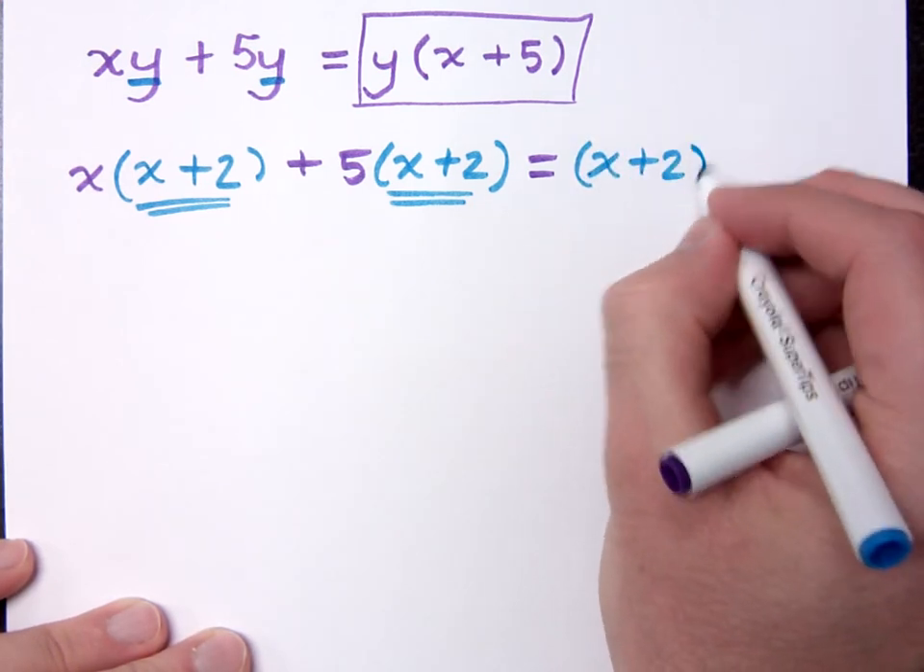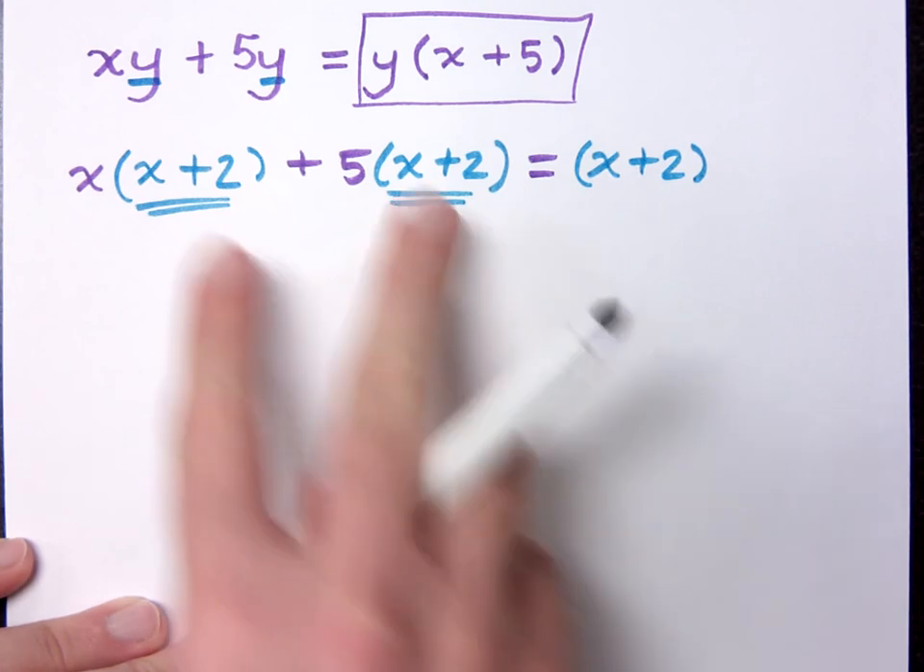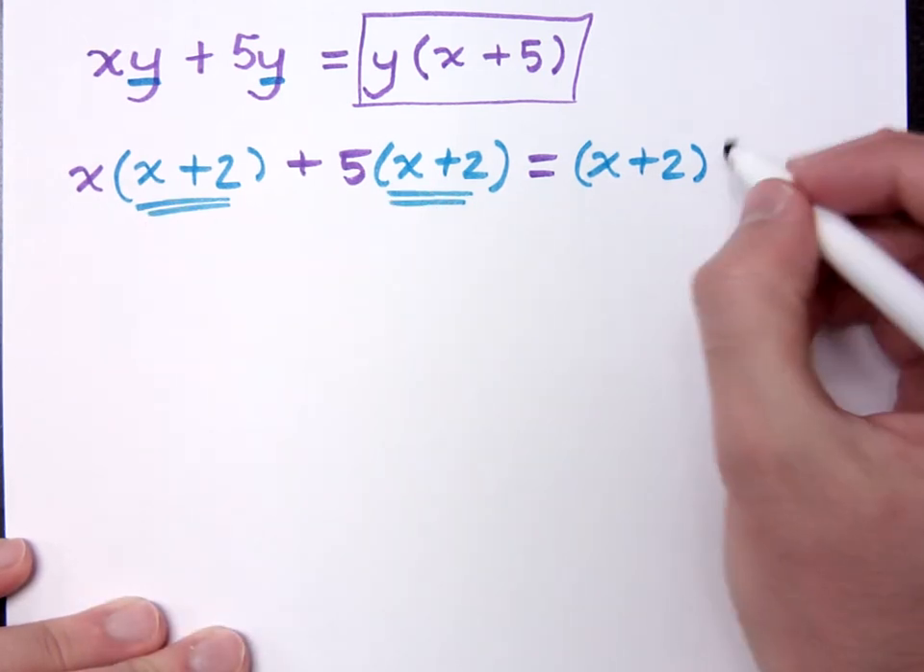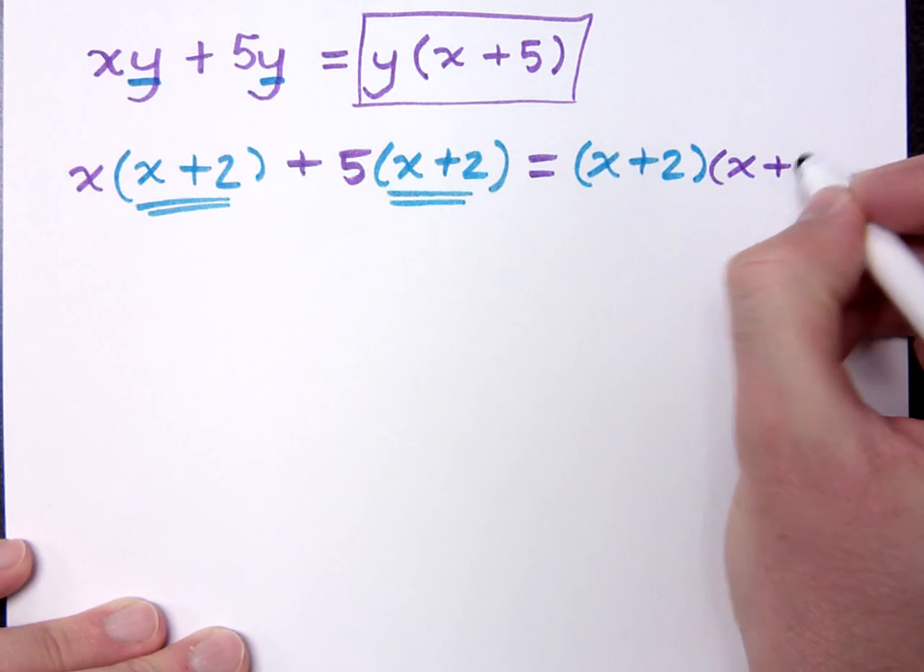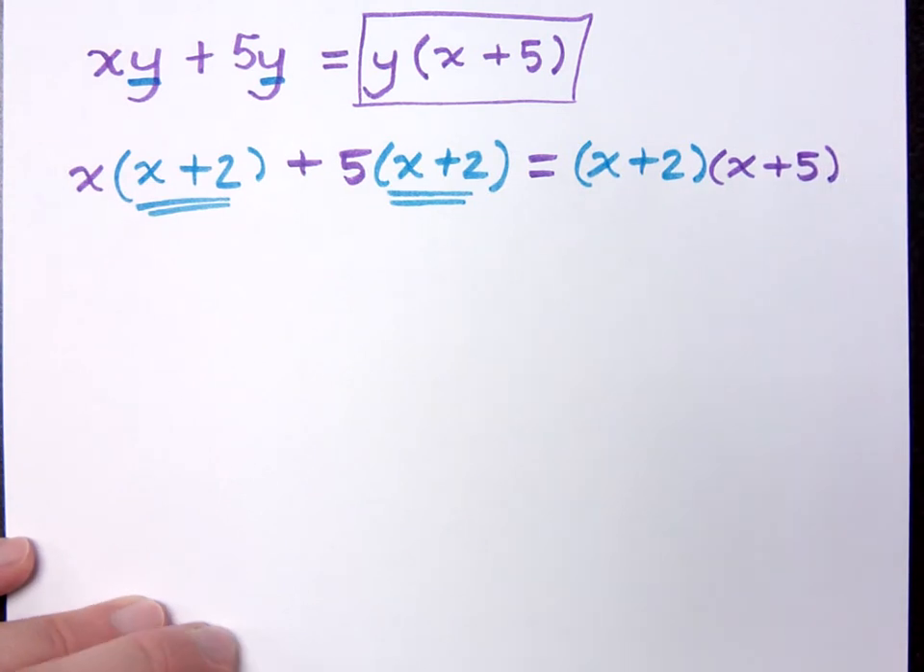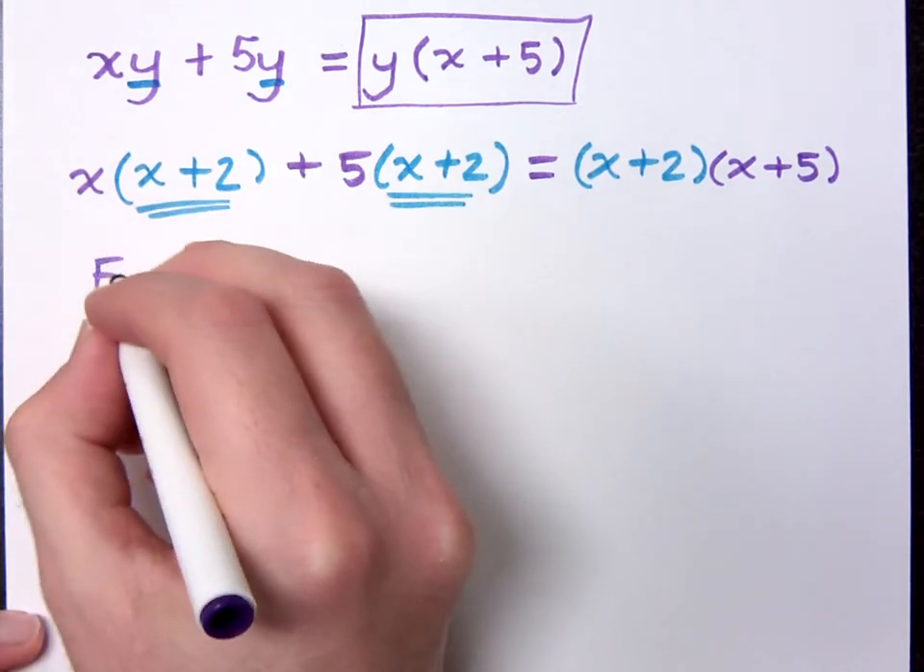It's x plus 2, because that's the common factor that you take out. You take this out front. What do you have left? X plus 5. Isn't that nice and easy? And don't you remember that this leads us to factoring by grouping?